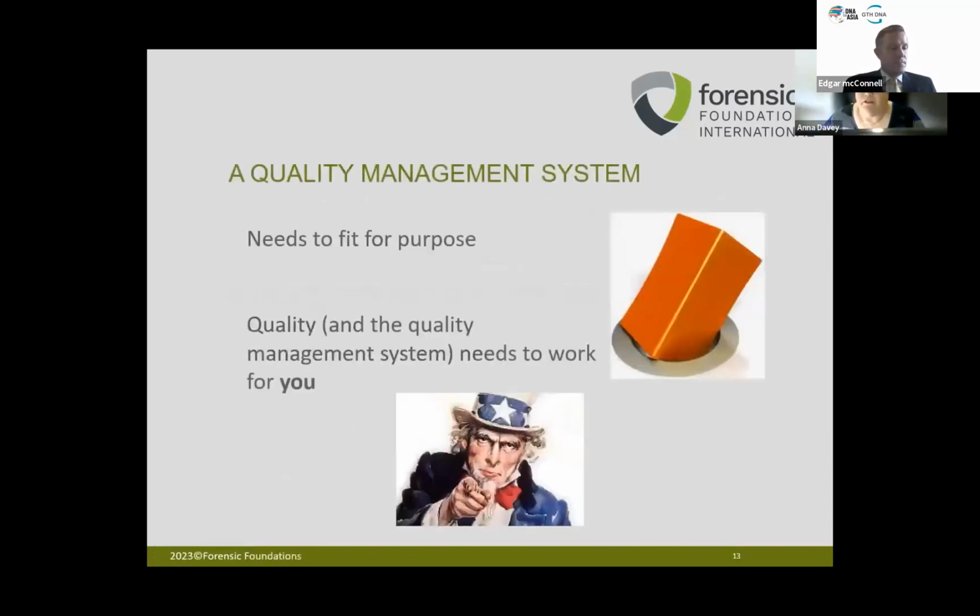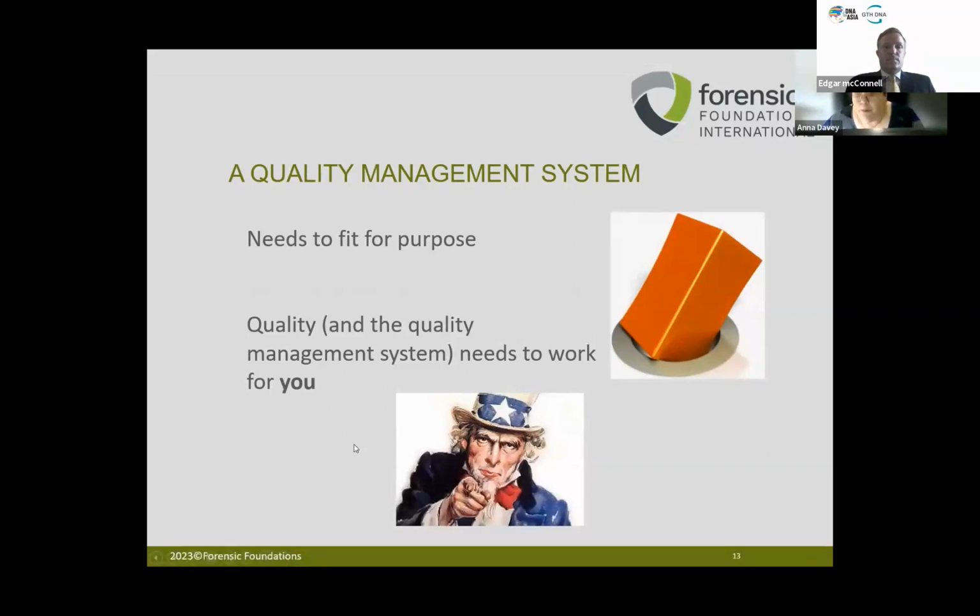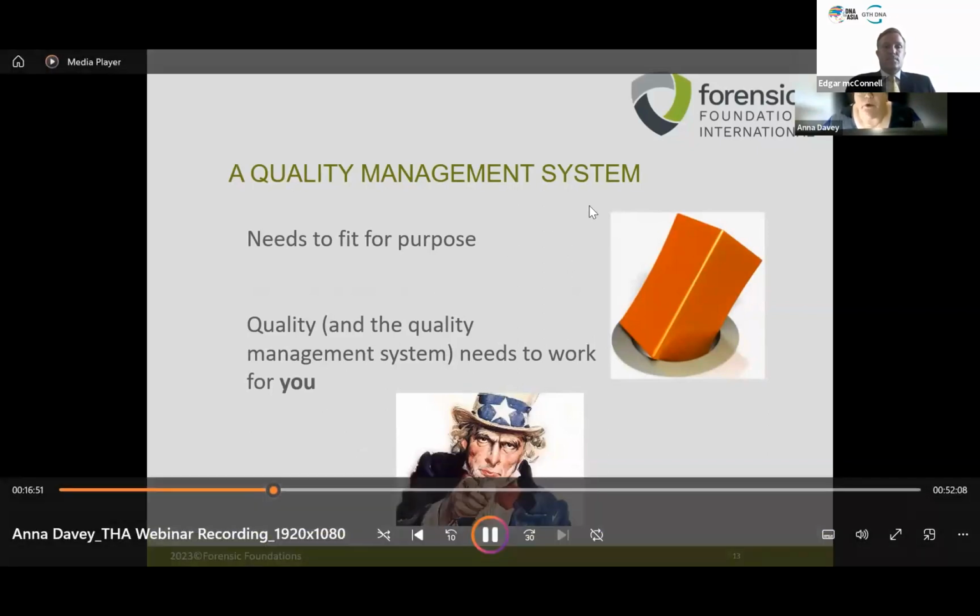It needs to be fit for purpose. You don't want to put a square peg in a round hole. And the quality management system needs to work for you. You do not work for the quality management system. The quality management system needs to work for you and help you and assist you to do the work that you are actually undertaking.